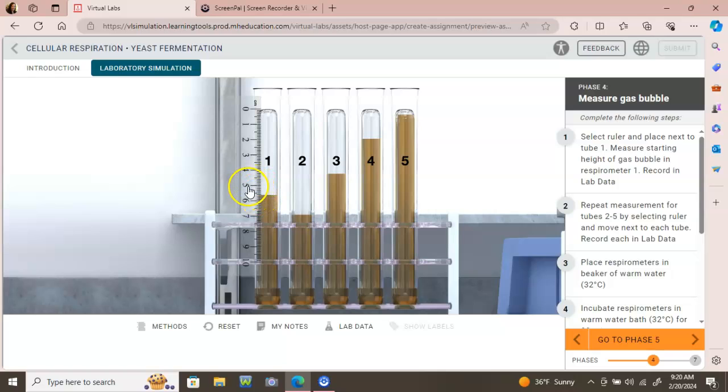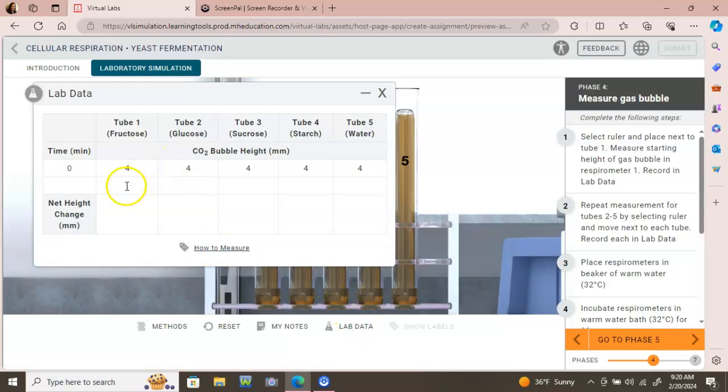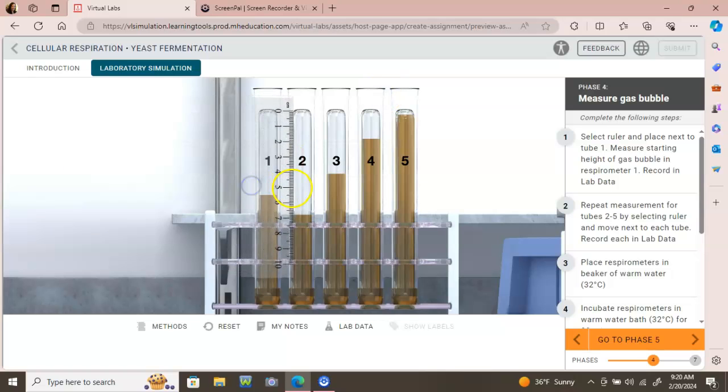Again, this is centimeters, so this would be 50 millimeters, and so this would be about 56 millimeters. So I just record that in my data. If there's an error, it should let me know that something's wrong. Then I'll pick up my ruler and measure 2. Again, this is 60 millimeters, so I'm at about 69 millimeters.